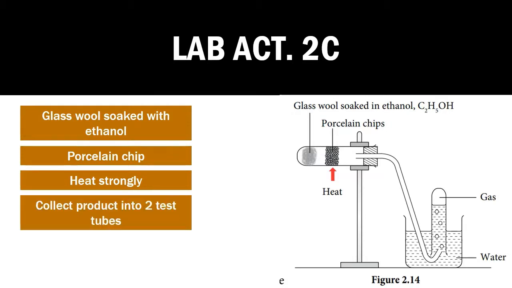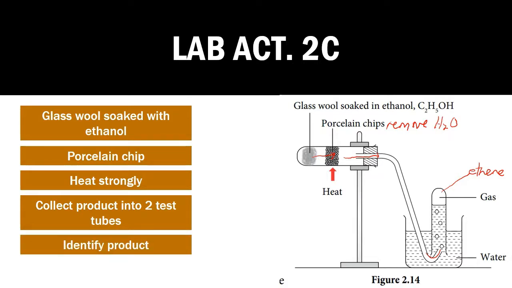So then kita warmkan glass wool tadi so that the ethanol vaporize. Okay, bila ethanol vaporize, dia akan lalu, okay, uapnya akan lalu through the hot porcelain chips. The hot porcelain chips akan remove the water molecule from the alcohol. So, gas yang lalu dalam delivery tube ini lalu masuk ke dalam test tube adalah ethene gas. Okay, the ethene gas doesn't have colors. Okay, they're colorless.